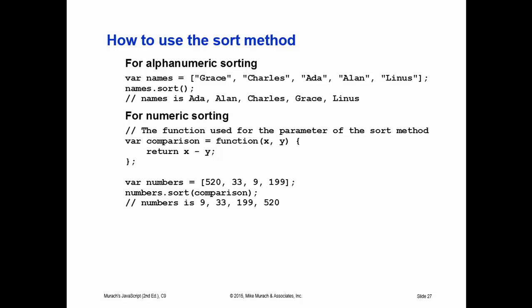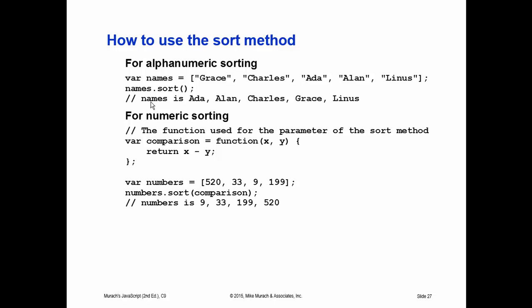I do believe, I could be mistaken on this, but I do believe there is no reverse sort, but there is a reverse. So if I wanted this to be Linus, Grace, Charles, Alan, Ada, I would do names.sort like we have right here. Then in the next line I would say names.reverse.